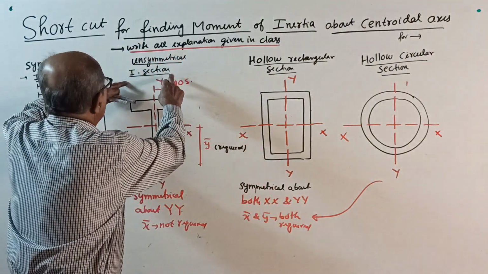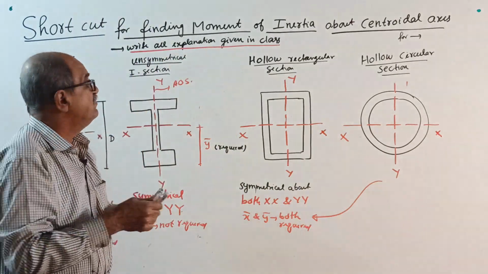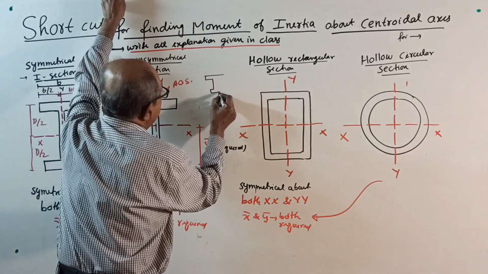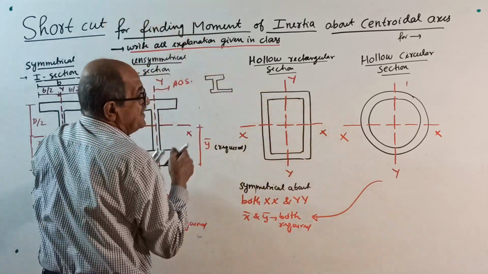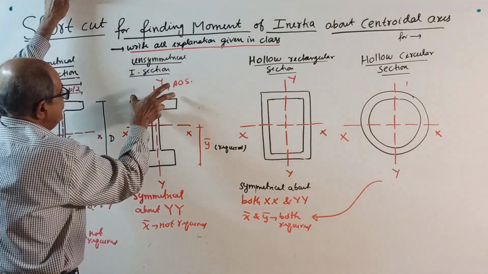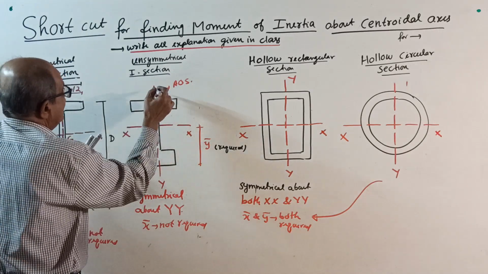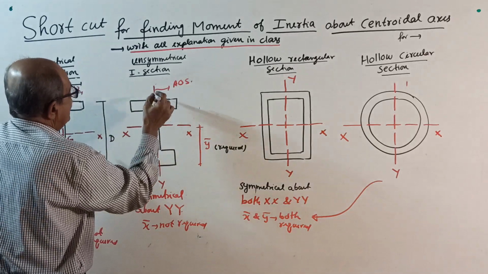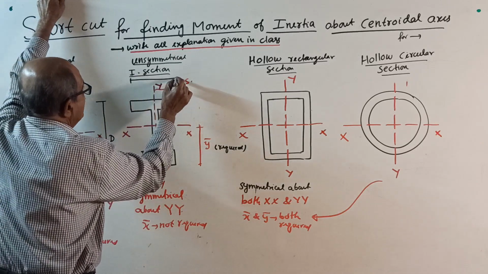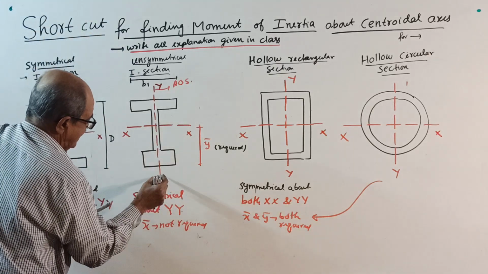Come to unsymmetrical I section. I use the word unsymmetrical, but it does not mean random. See, earlier I considered the I section, if you remember, something like this. Unsymmetrical I section is like this: this is yy. Imagine the top width I will call b1.